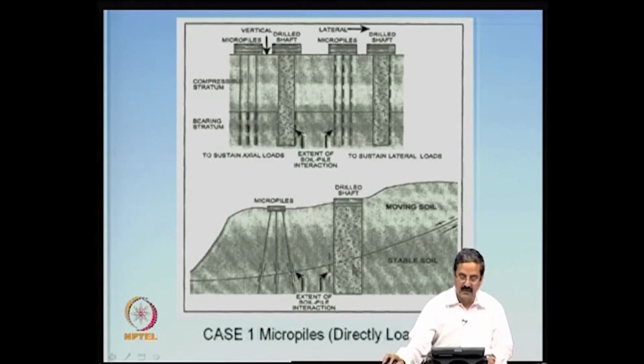The other application that I want to show you is that a slope failure can occur like this. This is a failure surface that we have, and this is a stable soil, this is a moving soil, and you have a pile. Why the pile is introduced is because this is a driving force, and the bottom one is a resisting force in the opposite direction.